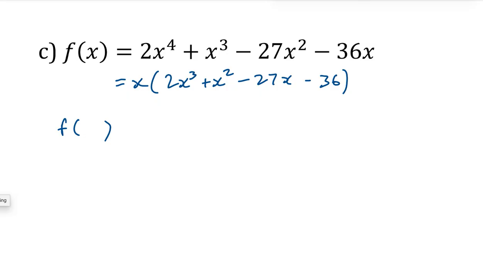Anybody figure out what works? 2 and negative 2 don't work. 3 doesn't work either, but negative 3 does.